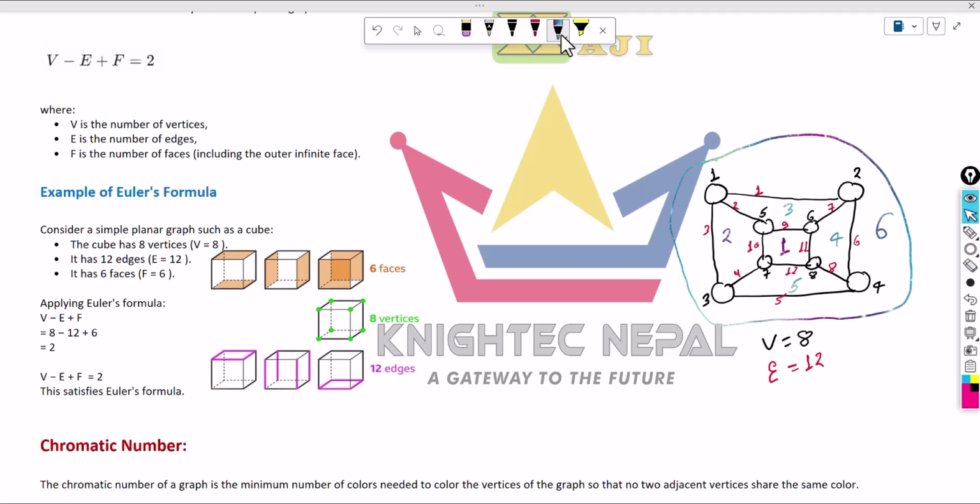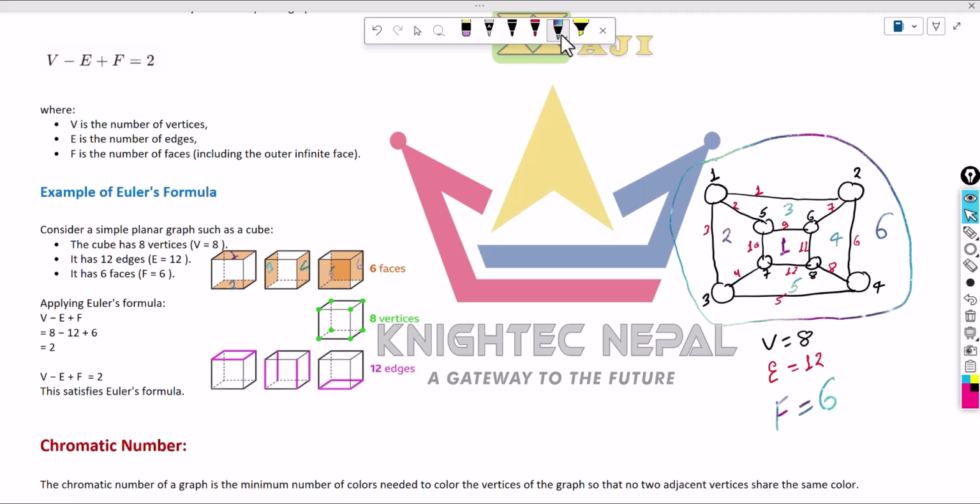So for simplicity, here you can see this is 1 face, this is 2 face, this is 3 face, this is 4 face, and the front side is 5 and the back panel side is 6. So there are a total of 6 faces. So here we can also write this as F equals 6.